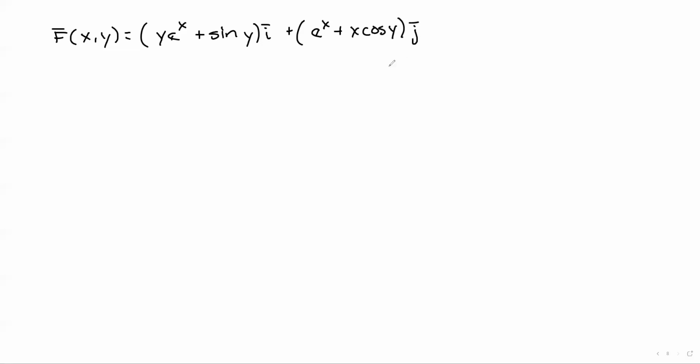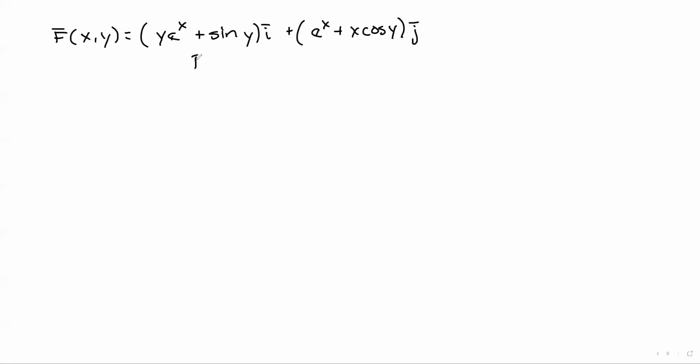All right, let's try another one. Let's say we have F of x comma y equals y e to the x plus sine y i, and then plus e to the x plus x cosine y j. What about this vector field? Is this vector field conservative? Meaning, is there a lowercase f whose gradient would give us capital F?